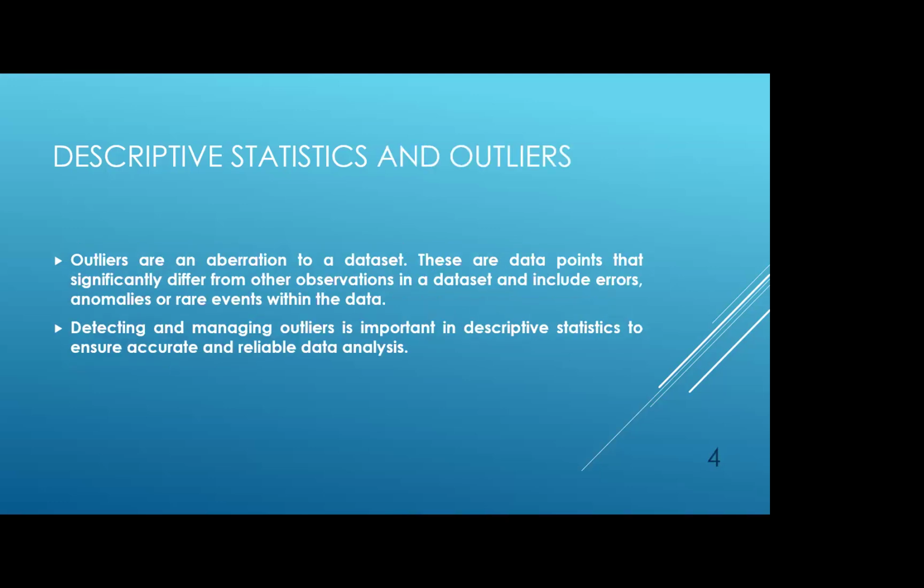Fine. Now, when you talk about descriptive statistics, there is something called an outlier. And this is some kind of a warning before we proceed. So what is an outlier? This is a very common term when you come across analysis. Outliers are an aberration to a data set, that means something that is not expected. These are data points that significantly differ from other observations in a data set. This may include errors, human errors also, anomalies, meaning they are not errors, but it happened, or rare events within the data.